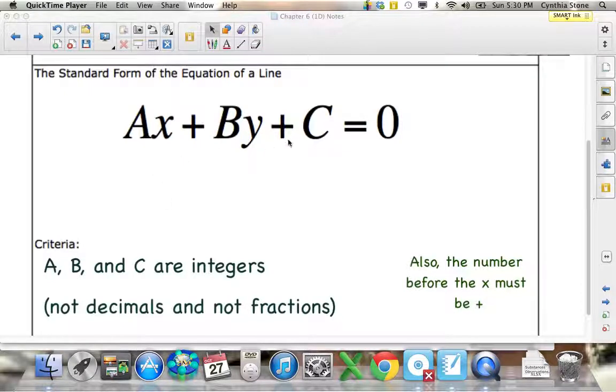What's true is a, b, and c are just integers, and by integers I mean specifically they're not decimals and they're not fractions. Theoretically they can be, but in this class they're always integers. And for a proper standard form, whatever's in front of the x has to be positive. It's either positive 1 or positive whatever, not a negative number. This can be negative, and this can be negative, but this one's never.